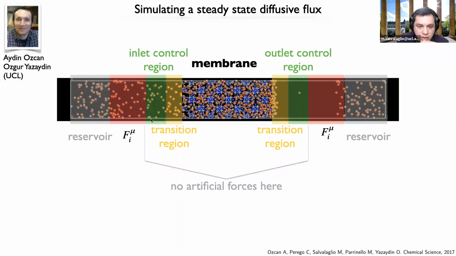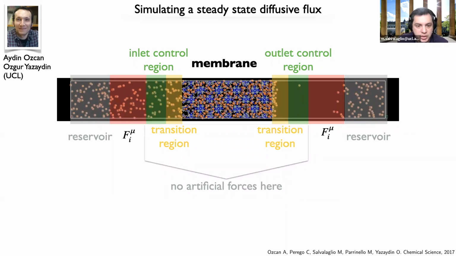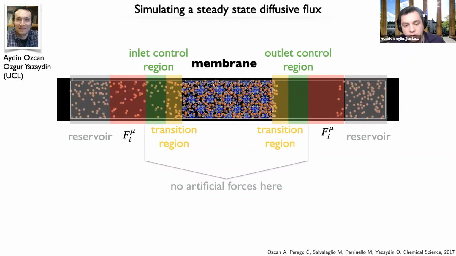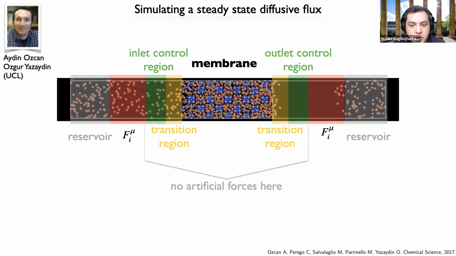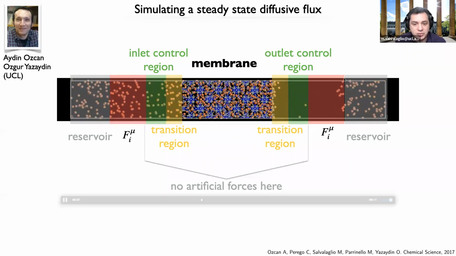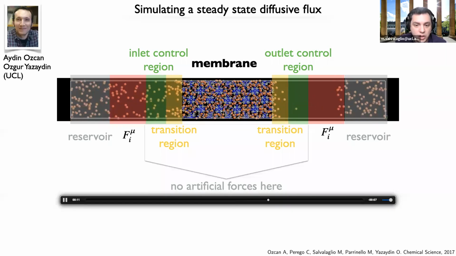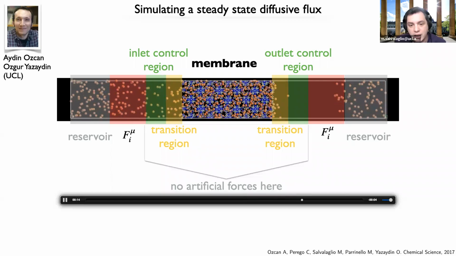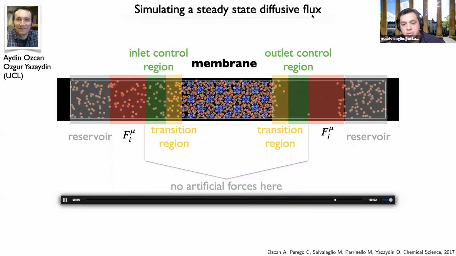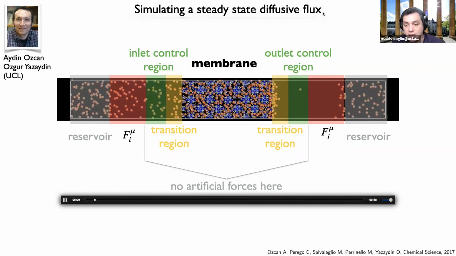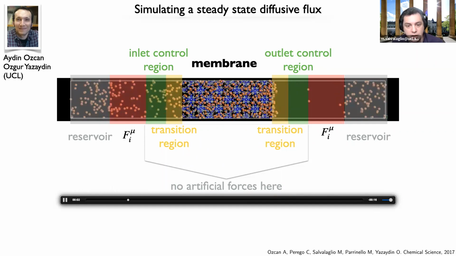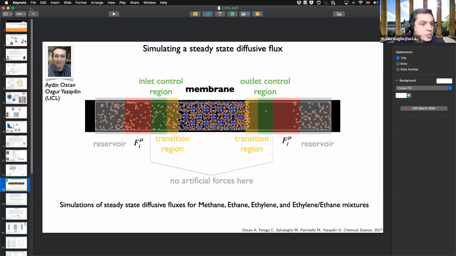The point is that within the region that goes between the control regions and the membrane, there are no artificial forces introduced, and the dynamics in that region can be considered only driven by the physics of the problem. So here you see that after a transient, one can obtain a steady flux of molecules across the system. And this is a setup that can be used to investigate diffusion across membranes.